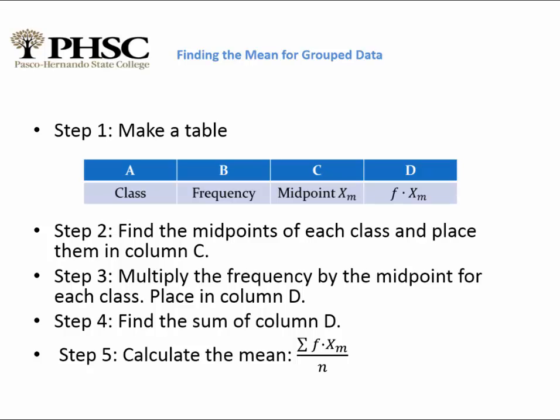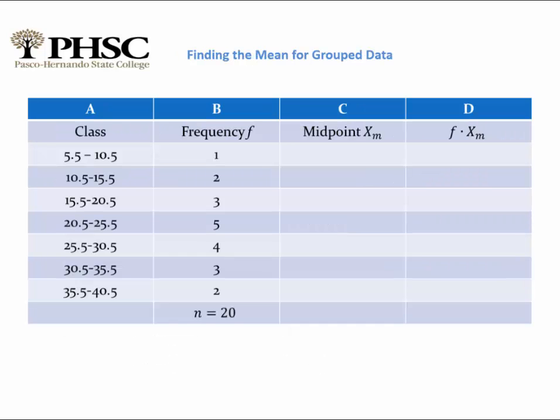So step 2, obviously you have to find the midpoint. You're going to place that in column C. Step 3 is you're going to multiply the frequency by the midpoint for each class, and place that in column D. Step 4 is you're going to find the sum of column D. And step 5, you're going to calculate the mean by doing the summation of column D, so the summation of the products, divided by the total number of data points. So here we have an example.